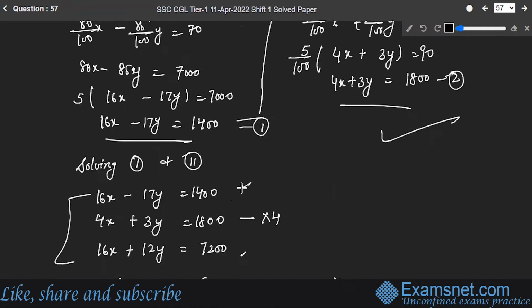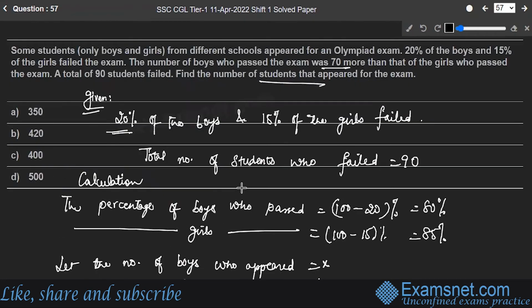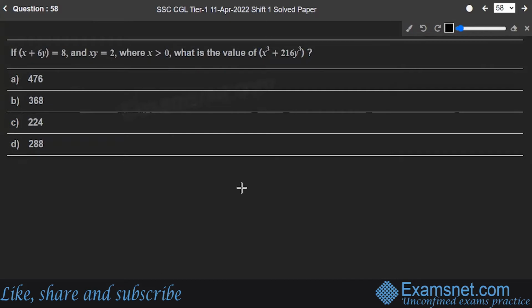I hope you are clear with this question, right? It was a bit lengthy, but there were only calculations. If you understand the concept of the question, it will be very easy for you to solve. So option D is the correct answer for this question. I hope you are clear with this. All right, then let's move to the next question, number 58.